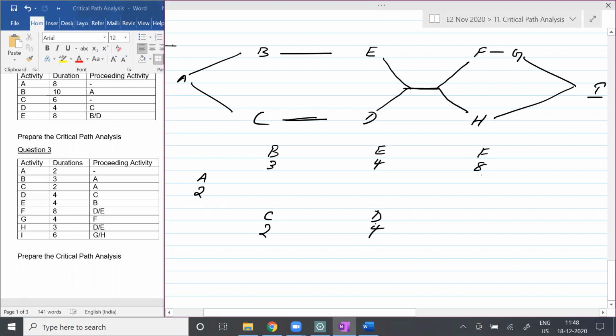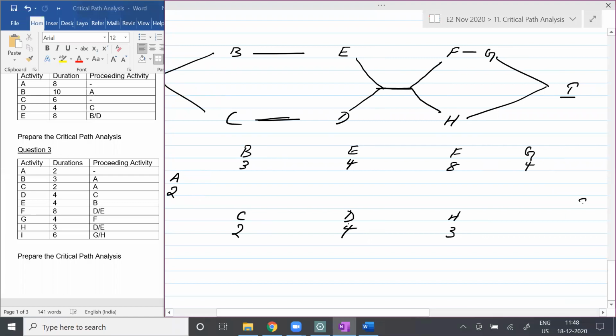8. And for H, what is the duration? For H, the duration is 3. Agree? And then for G, what is the duration? It is 4, if I'm not mistaken. And then for I, what is the duration? 6. Any questions with that, students?